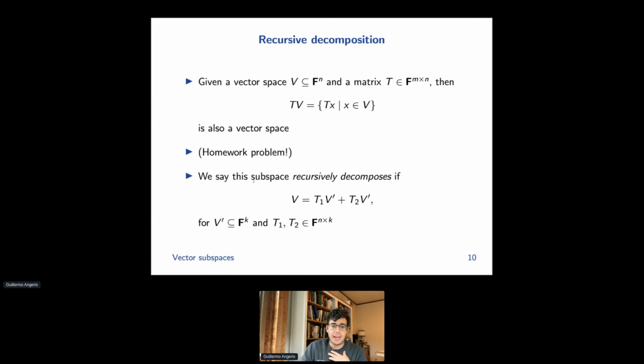And the idea is we're going to say a subspace recursively decomposes if it satisfies the following property. If there are matrices T1 and T2, both of the same dimensions, such that V equals T1 times a vector space V prime plus T2 times the same vector space V prime. Specifically, the point is that the vector spaces in front of T1 and T2 are actually identical. They are the same vector space. This is the notion of recursive decomposition that we're going to use.